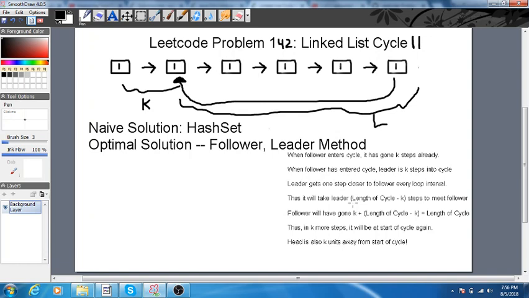So the leader, as we discussed earlier, once it's in the cycle, gets one step closer to the follower every single interval. So it's going to take the leader the length of the cycle minus k steps to meet the follower. Now why is that? The leader is k steps in here.